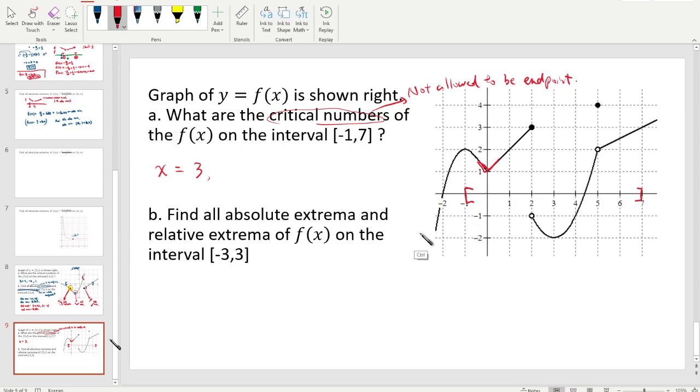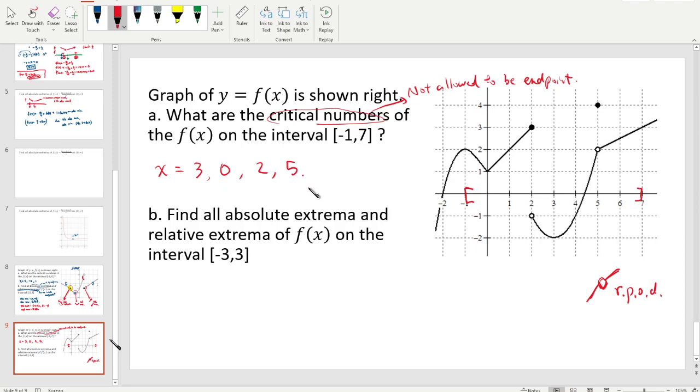Actually, let me erase that first. 0 would be a critical number. And then there are two discontinuities, right? Here, there's a jump discontinuity at 2. And here, this is R pod, right? When you have a circle with two arms coming out, that's called R pod, which is an acronym for removable point of discontinuity, meaning that this is indeed a discontinuity, and it's called a removable discontinuity. So you have at 5 a removable discontinuity.